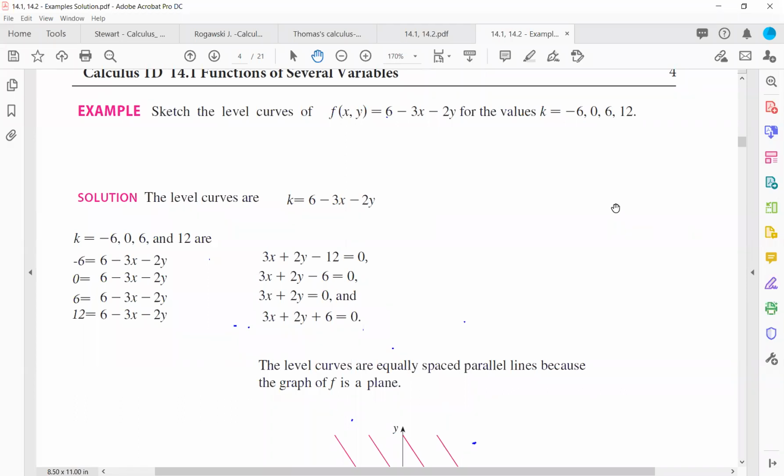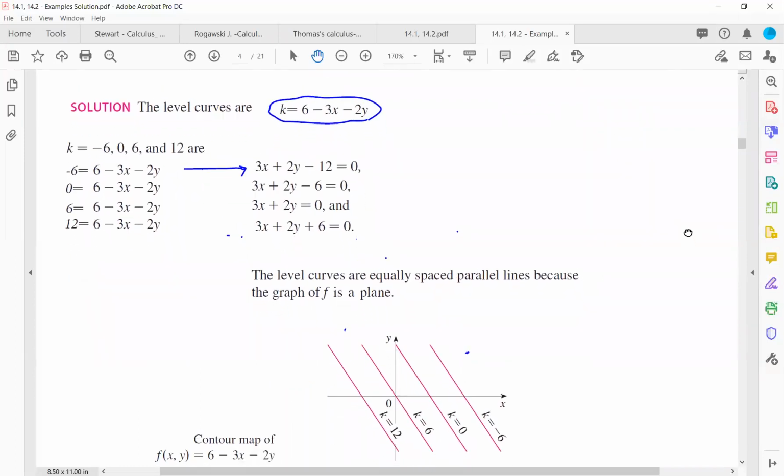Very well, to find the level curves of the function, we set the function equal to a constant like k. In this question, k values are given. So one by one, you plug them in, solve, and graph. When k is equal to -6, you have 6 minus 3x minus 2y equals -6. So you can write it in a nicer form. The equation of the line is 3x plus 2y minus 12 equals 0. Very well. You know how to graph this line. This is a decreasing line in the xy plane.